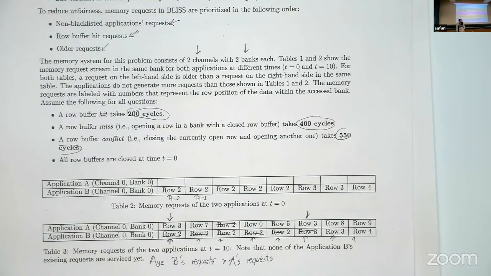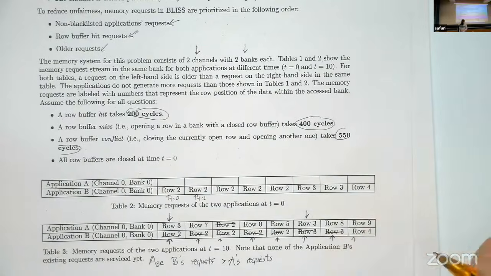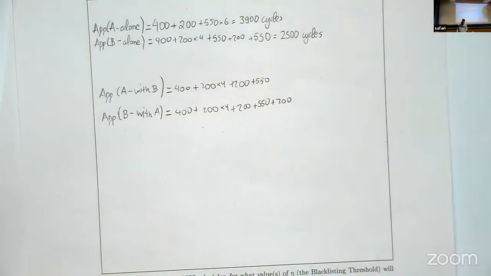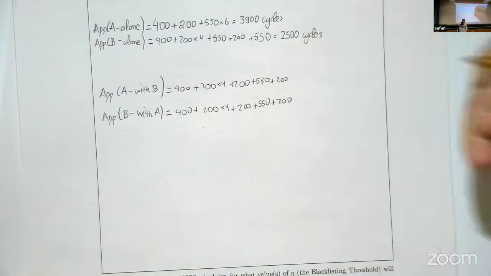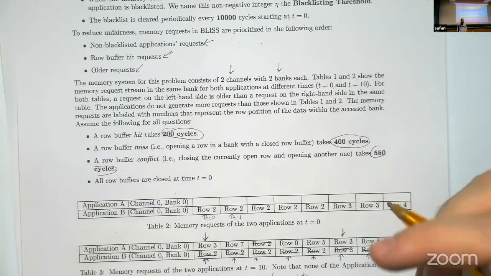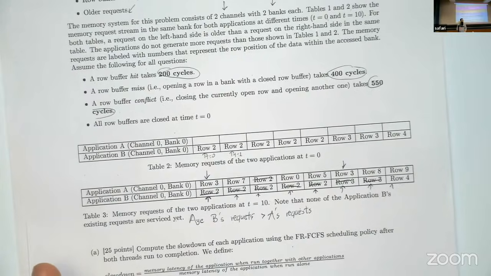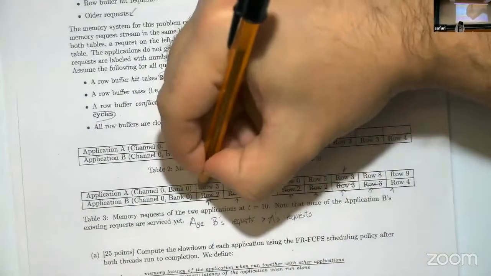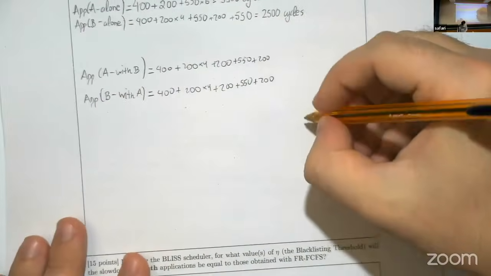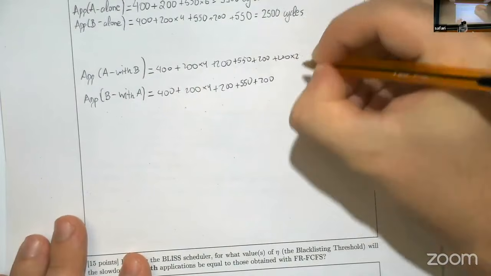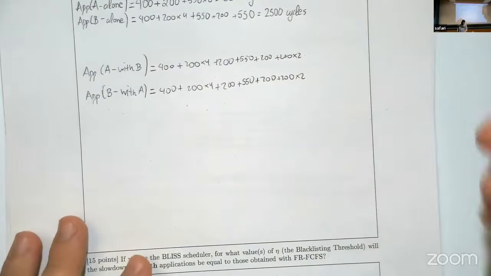And which one do we serve first? We serve application B, because it also has a row 3. So we need to wait for plus 200. This one needs to wait for plus 200 as well. And then, we do not activate a new row because we see that application A also has row 3 2 times. This one and this one. So we need to pay for 200 multiplied by 2 plus 200 multiplied by 2.